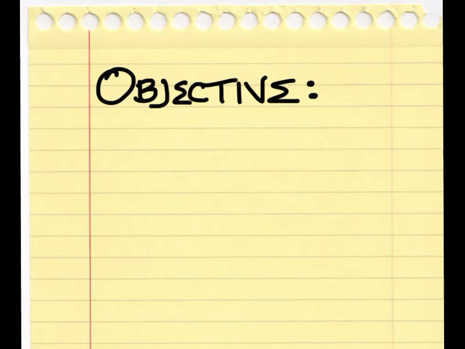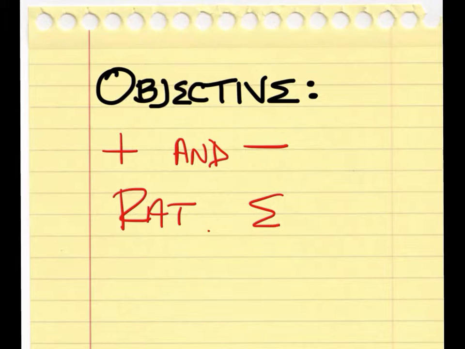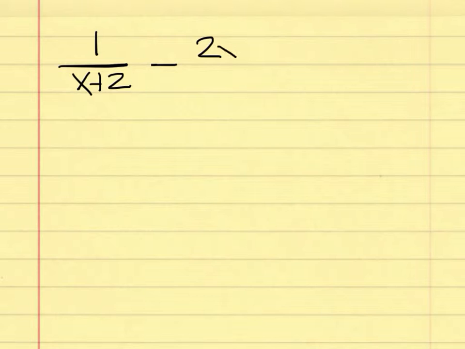Here is the objective for today: to add and subtract rational expressions, abbreviated. Example 1. The problem is the following. It is 1 over x plus 2 minus 2x over x minus 3.